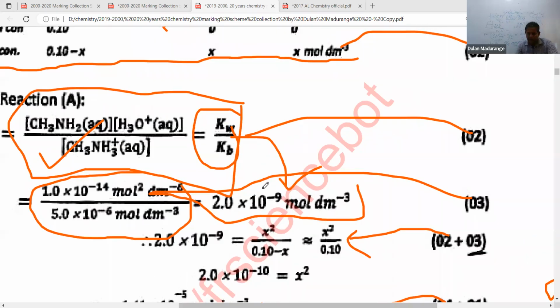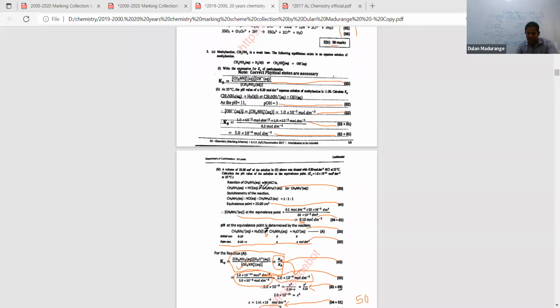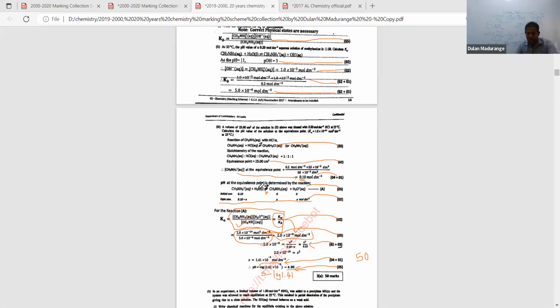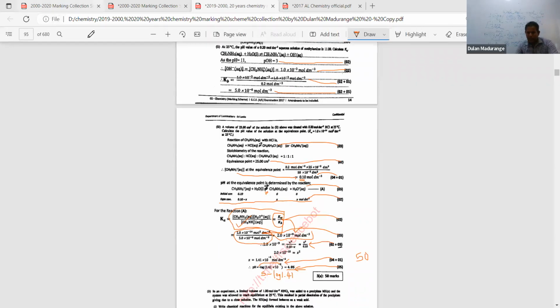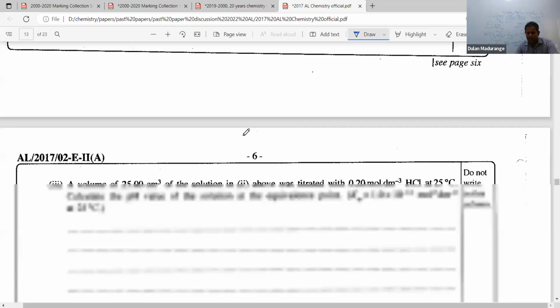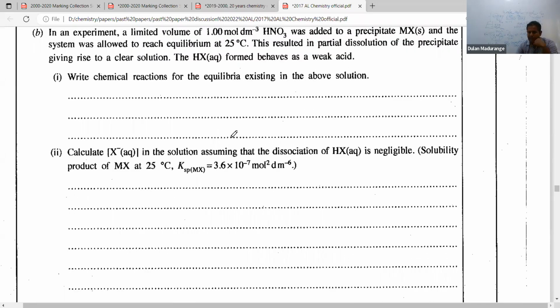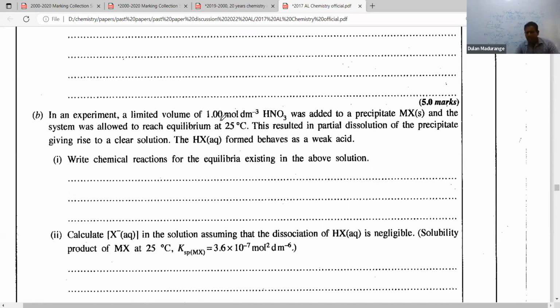I'll zoom out. Right. This is the entire question, right? Okay, let's move to the next part. Now there's another question here after this part. It's also a physical chemistry question. In an experiment, a limited volume of 1 M nitric acid was added to a precipitate MX. When you add nitric acid, the precipitate generally dissolves, right? The system was allowed to reach equilibrium at 25 Celsius.